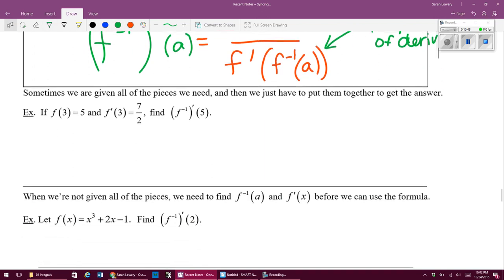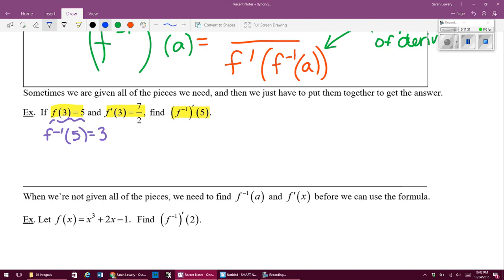So let's do a real quick and easy example. We'll do a couple of them, and hopefully you guys will get this. It's so easy, okay? So here's what it tells us. F of 3 is 5, F prime of 3 is 7 halves, and it wants us to find F inverse's derivative at 5, okay? So step 1, it's important for you to know that if this is my x and y, that the following is true. The inverse value of 5 is 3. And all I did is say, I'm going to switch x and y, okay?